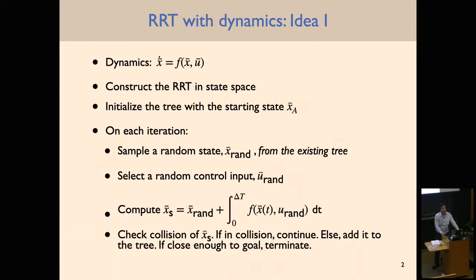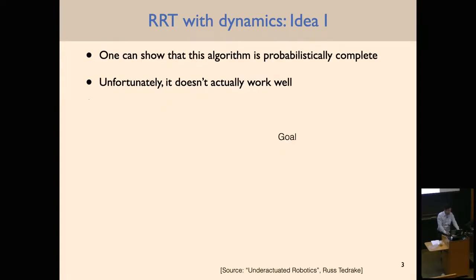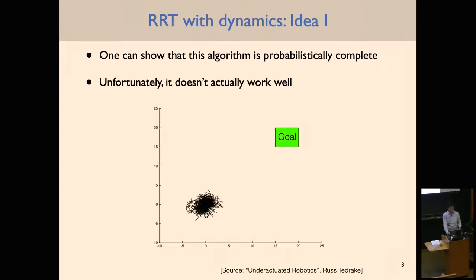Question? It also doesn't seem like you explore, it seems like you end up staying in the same place. Yes, that's exactly right. So it turns out that the good news is that one can show that this algorithm is probabilistically complete, in the sense that if there is a way to get from the start state to the goal state, or close to the goal state, this algorithm will find it, or the probability that the algorithm finds it converges to 1 as the number of iterations goes to infinity. But it doesn't actually work well in practice. So the number of iterations, exactly as you were saying, that you need to find the path can be very, very large.